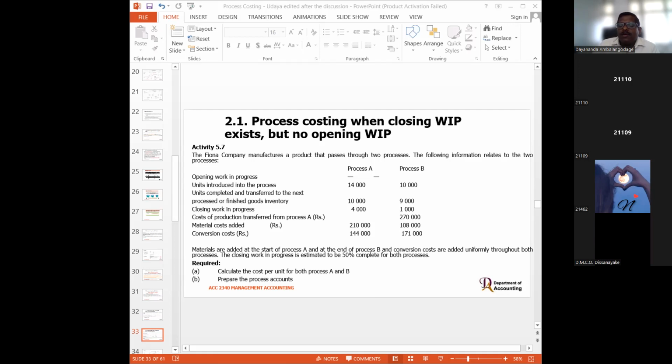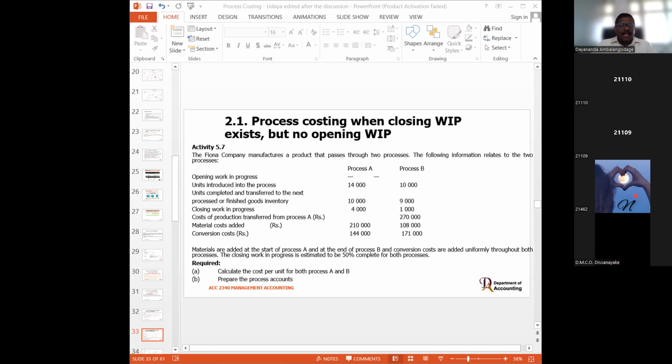And for the process B, of course, you have the previous process cost, because from the process A, you get something. Okay. Same thing: total cost, completed units, WIP equivalent, total equivalent, cost per unit.